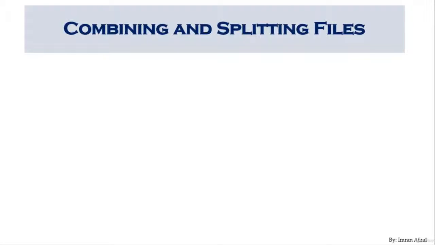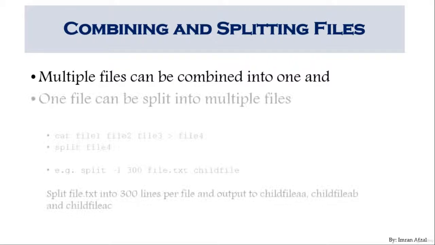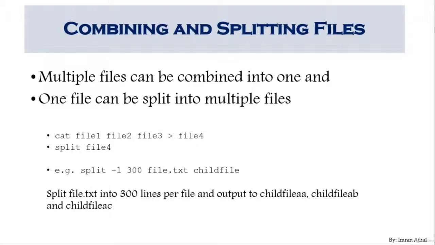Next topic we have is combining and splitting files. You could combine multiple files into one, and you could split one file into multiple files. Like just an example right here, when you cat 3 files, you could output all those files into a fourth file, which you call file 4. Whatever the contents of files 1, 2, 3, they will be combined and pushed out toward file 4. So that's how you combine it.